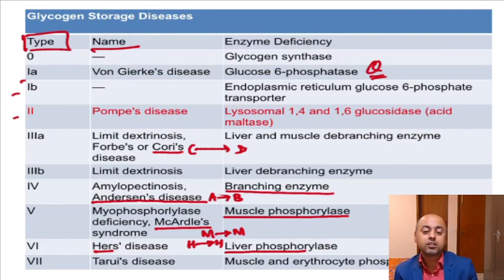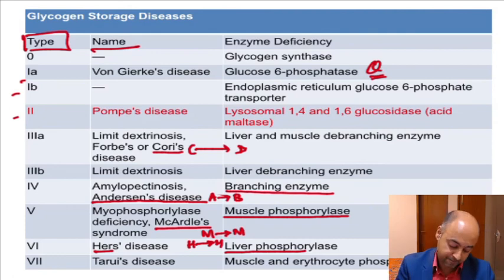In Hers, it is the hepatic phosphorylase which is defective. So with these tools, you can remember them easily. In Cori's, D branching, C followed by D. In Anderson's, we have the B branching, A followed by B. M for M in McArdle, myophosphorylase. H for H in Hers, it is the hepatic phosphorylase.